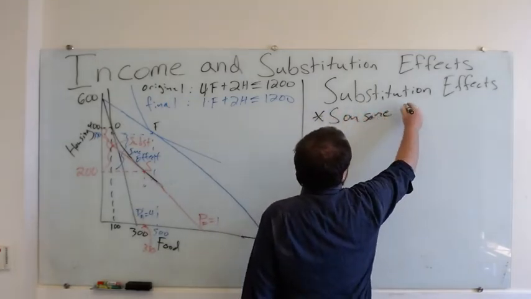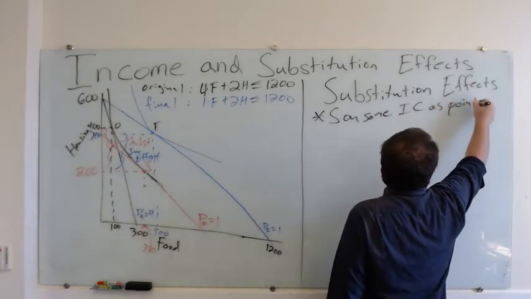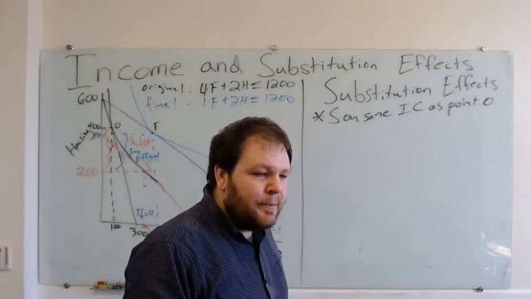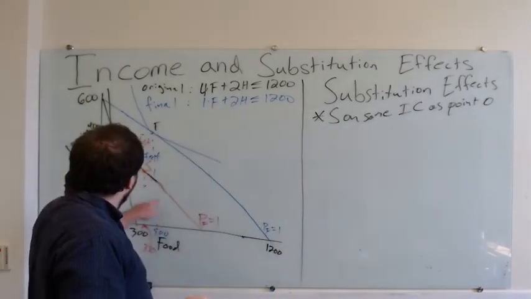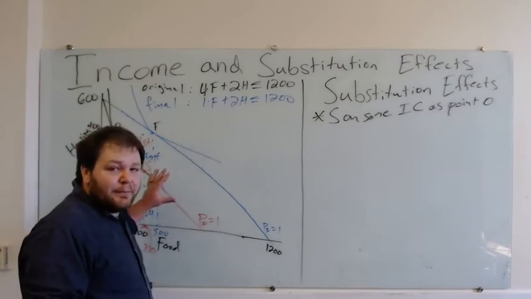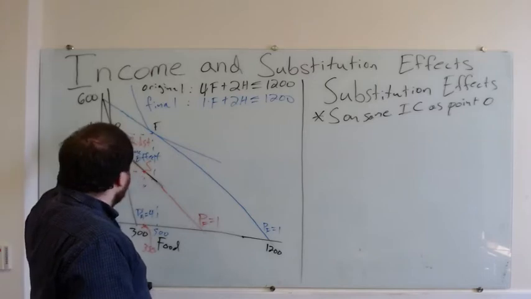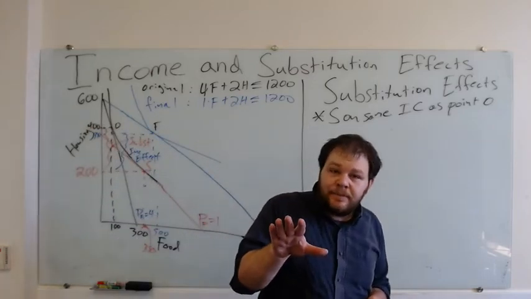Same indifference curve as point O, right? But it's going to have a different slope, right? So the point is, we're going to draw this hypothetical budget, which we're just making up to decompose these two effects, so that you're just as happy at point S as you are at point O, right? Does this make sense?